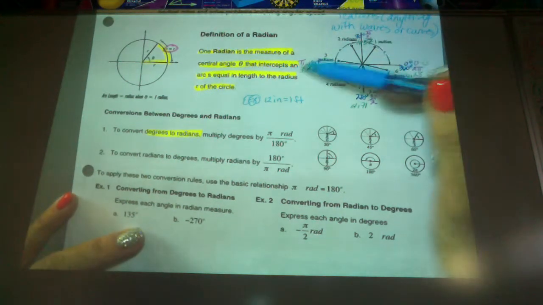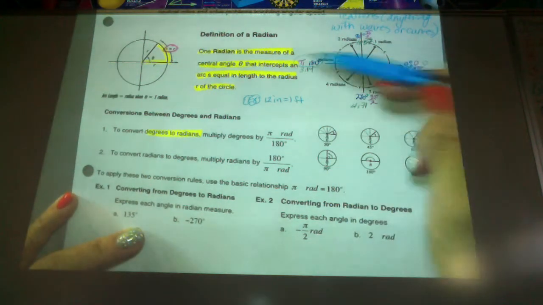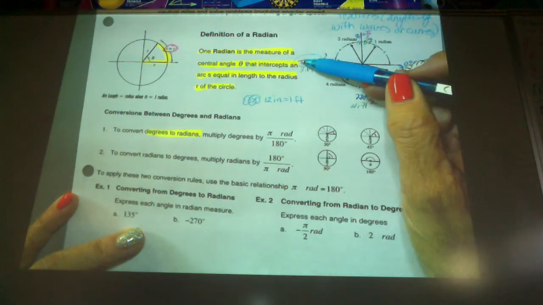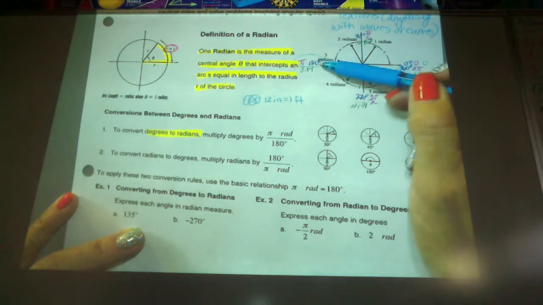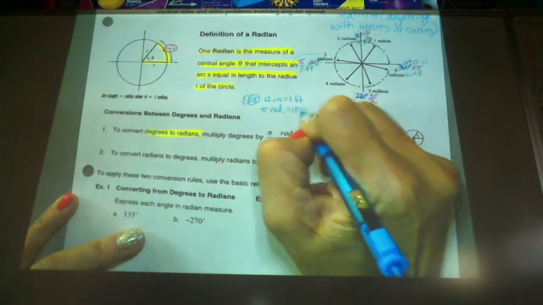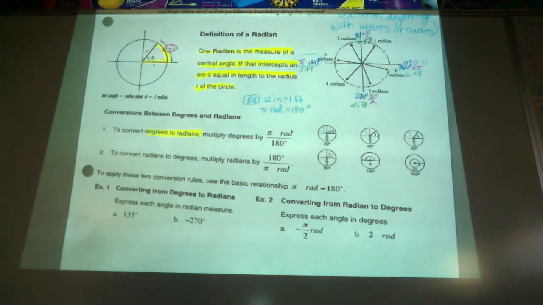Well, we're going to use here that pi is exactly equal to 180 degrees. So pi radians is equal to 180 degrees. This is where we come up with our conversion from degrees to radians and radians to degrees.